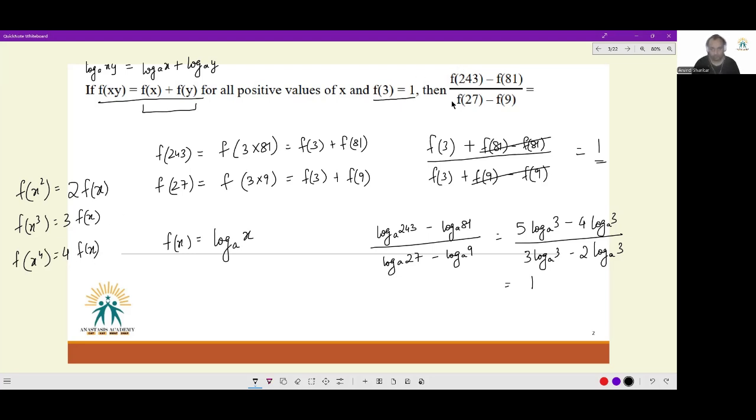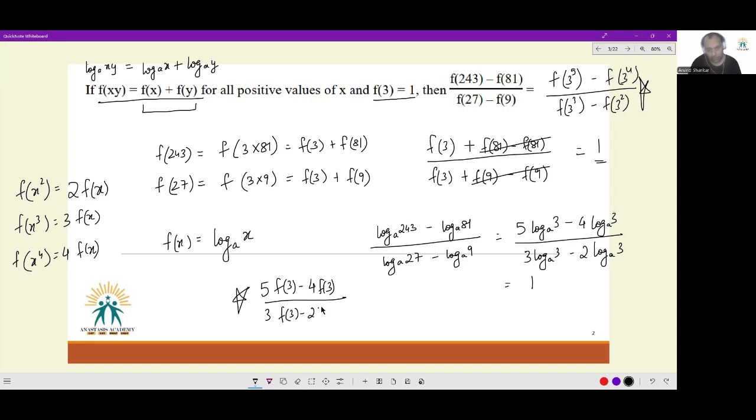Why this is wonderful is, again, these are all powers of 3. We can rewrite this as f of 3 raised to the power 5 minus f of 3 raised to the power 4 by f of 3 raised to the power 3 minus f of 3 raised to the power 2, which will then bring us to 5 times f of 3 minus 4 times f of 3 by 3 times f of 3 minus 2 times f of 3, which will again lead us to 1.